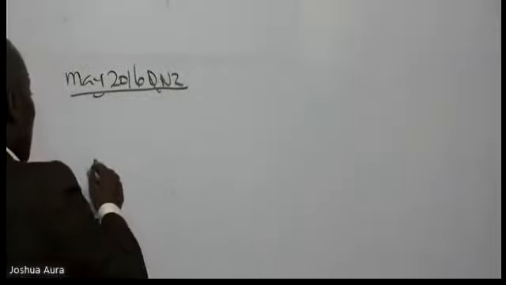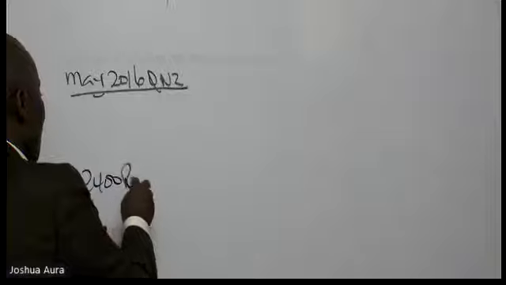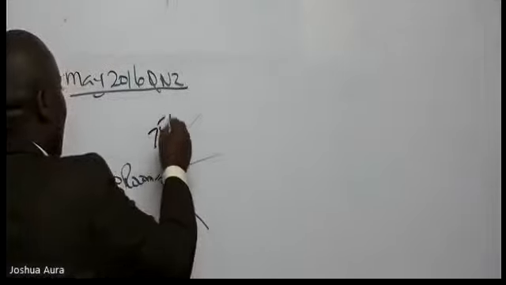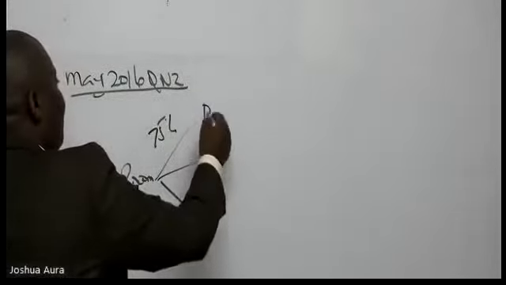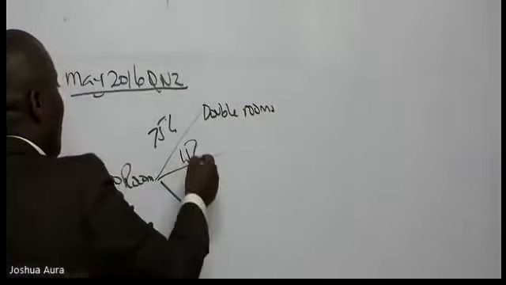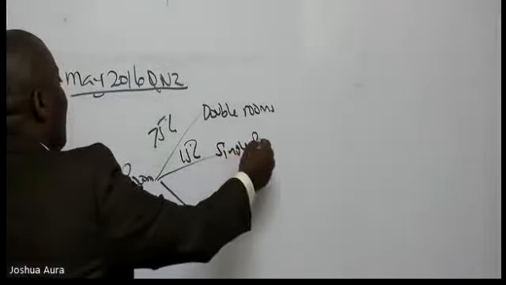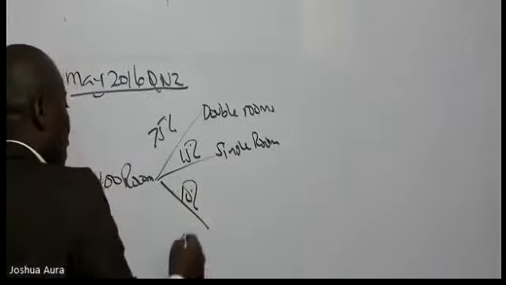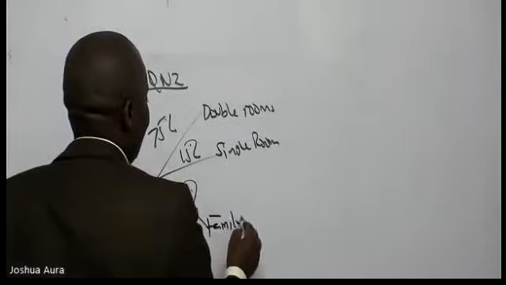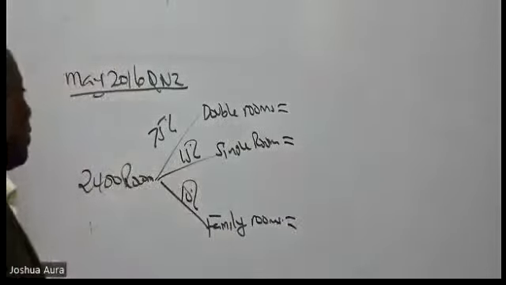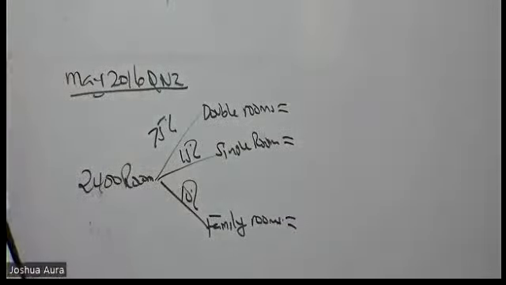So out of these 2,400 rooms, we know that 75% are double rooms, 15% are single rooms, and then we have 10%. 10% are what here? 10% are family rooms. So could you kindly give me these figures? So 75% of 2,400 gives us how many double rooms?